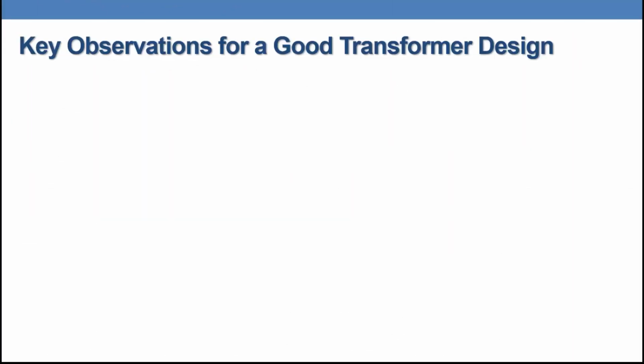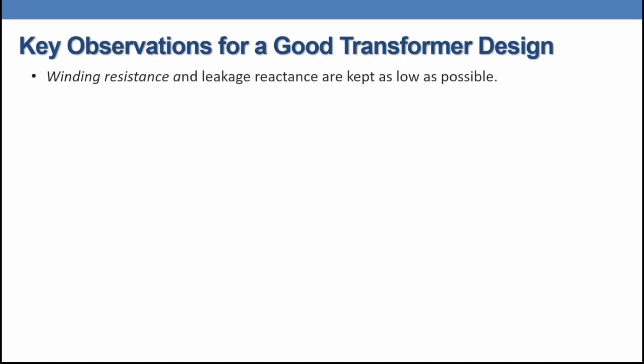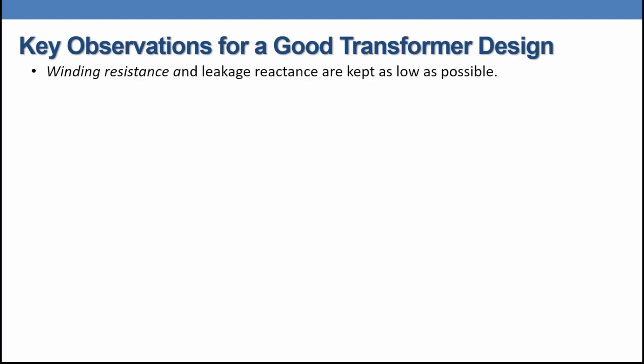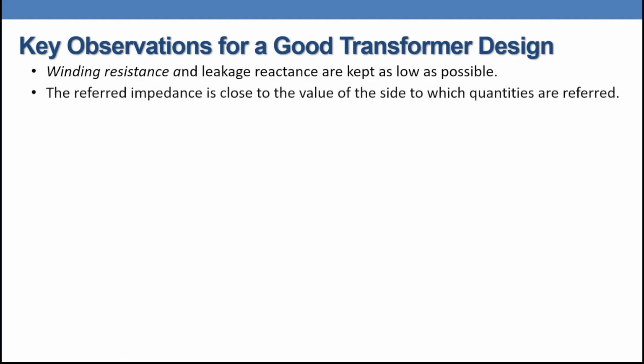From the previous examples, we can have some key observations for a good transformer design. Number 1. To achieve good transformer performance, the winding resistance and leakage reactance should be kept as low as possible. This minimizes voltage drop and reduces losses. Also, we notice the referred impedance remains close to the impedance level of the side to which the quantities are referred, allowing the equivalent circuit to accurately represent the transformer behaviors. So please refer back to examples 3, 4, and 5.